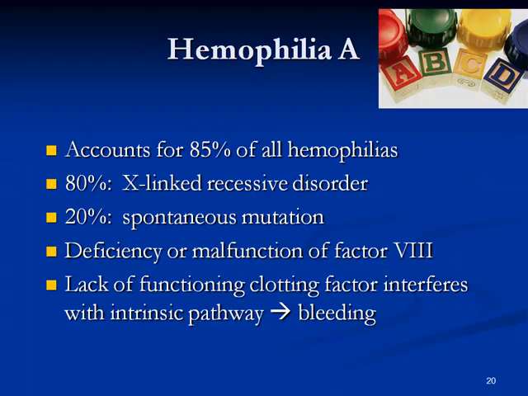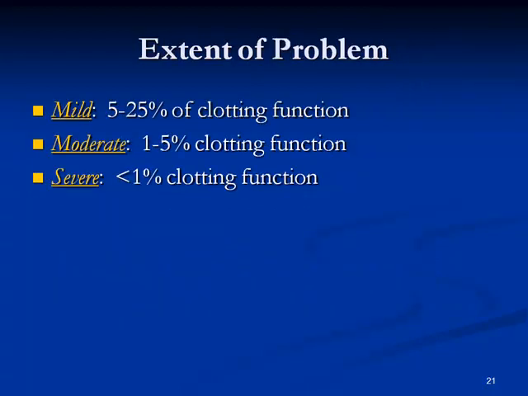It's a deficiency or a malfunction of factor VIII, so they either don't have enough or what they do have isn't working well. And because of that, it interferes particularly with the intrinsic pathway. That's where factor VIII comes in, and the end result is bleeding. Now, there are different levels of hemophilia: mild, moderate, and severe, depending on the amount of clotting function that the person has. So with severe hemophilia, they have less than 1% of their clotting function available to them.